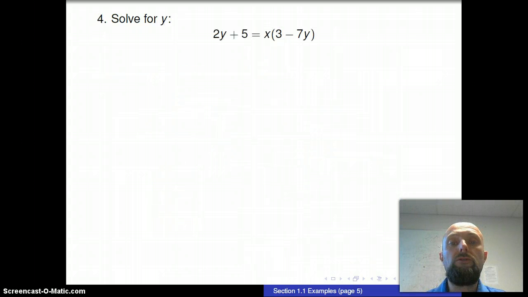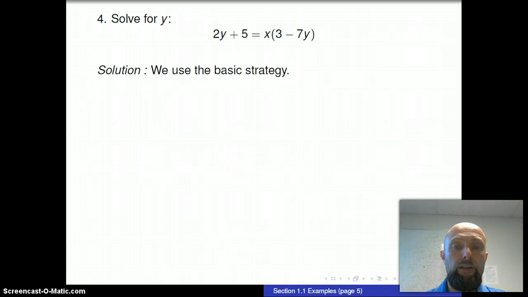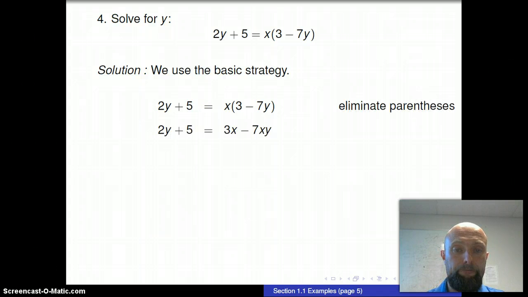Final example, solve for y. 2y plus 5 is x times 3 minus 7y. We use the basic strategy. So we eliminate parentheses by FOILing out. Next, we need to move all terms that contain y to one side. So here we move negative 7xy to the left by adding 7xy to both sides.